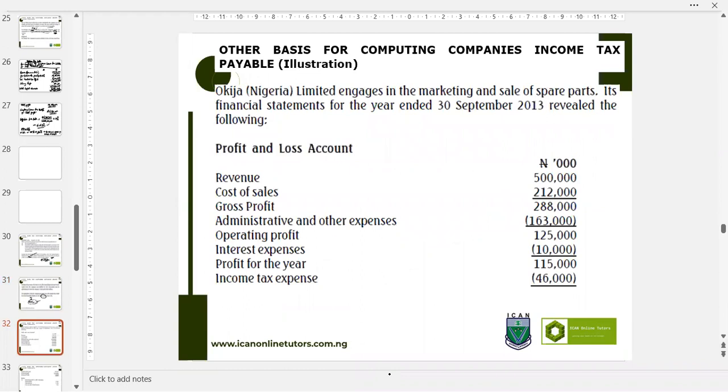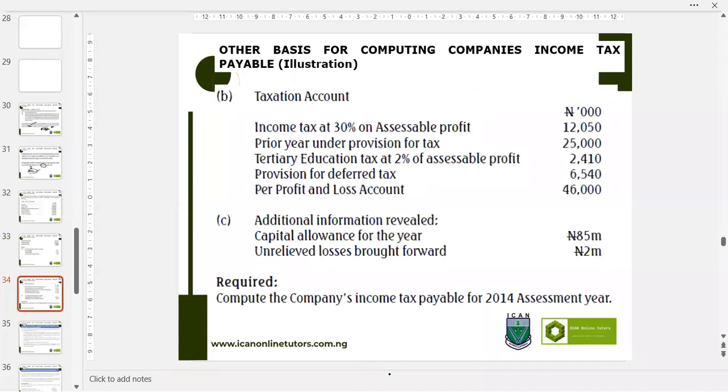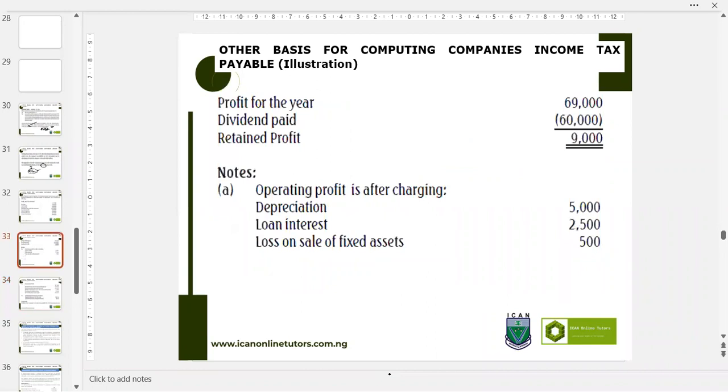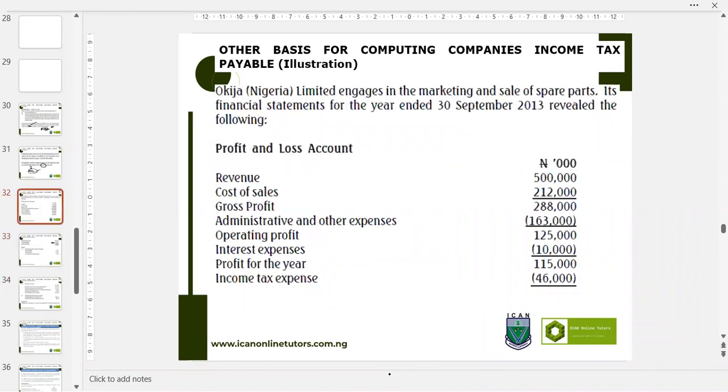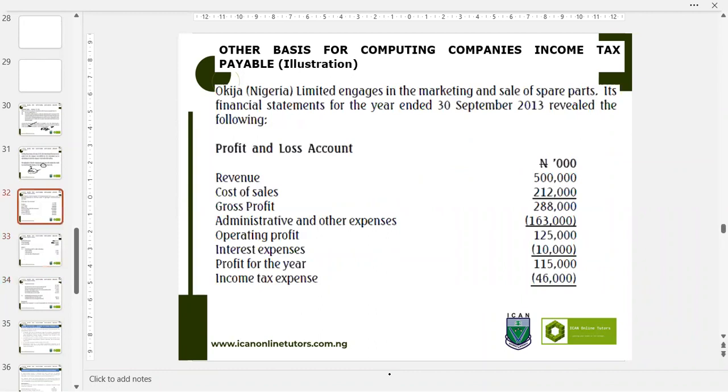So we have an illustration here. Okija Nigeria Limited engages in the marketing and sale of spare parts. Its financial statement for the year ended 30th September 2013 revealed the following. All figures there are assumed to be correct. So, taxation accounts, we have all of these. Do we have dividend paid? Yes. What's the dividend paid? The company paid a dividend of 60 million naira. And what was the profit for the year? The profit for the year is 69 million naira.